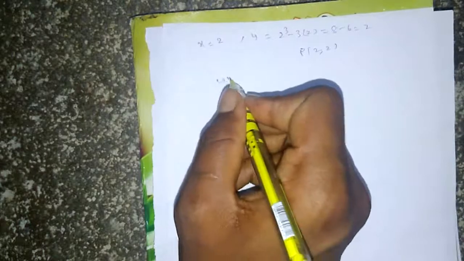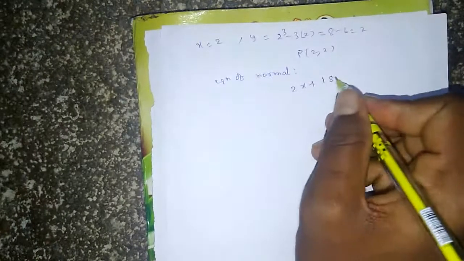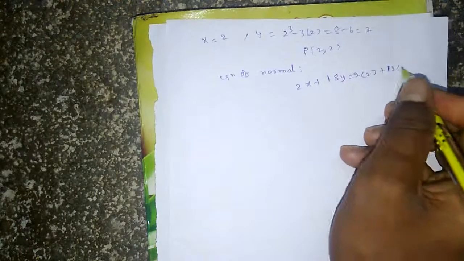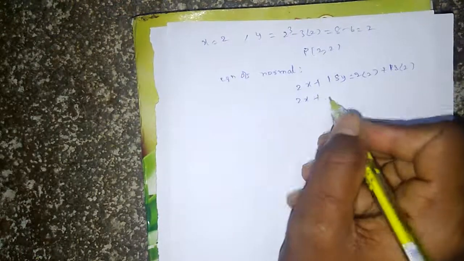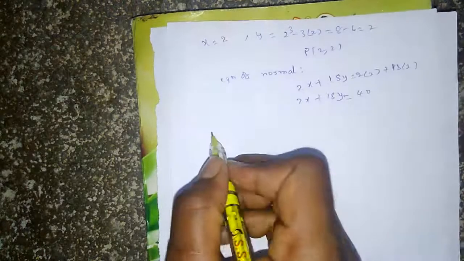Here equation of normal is 2x plus 18y is equal to 2 into 2 plus 18 into 2. Directly substitute the point here. 2x plus 18y is equal to 4 plus 36 is equal to 40.